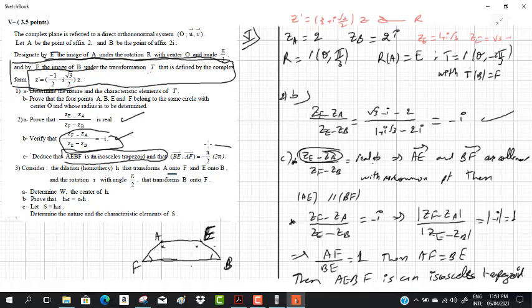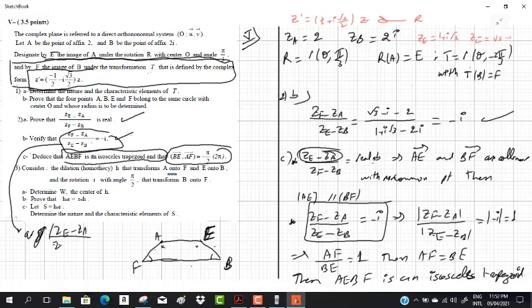And we have to show that (BE, AF) equal minus pi over 2. For (BE, AF), I want to use part B, which is this. Argument of (ZE minus ZA) over (ZE minus ZB) equal argument of minus i modulus 2 pi. This is the argument of the numerator ZAE minus the argument of the denominator ZBE, equal the argument of minus i, which is minus pi over 2 modulus 2 pi.